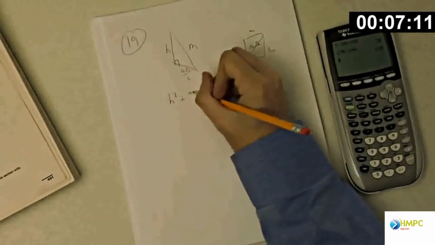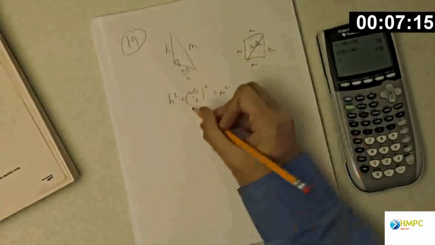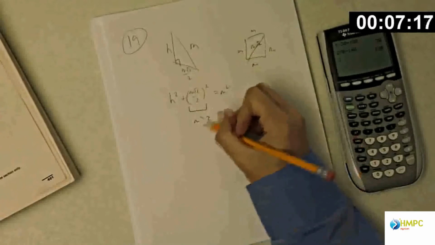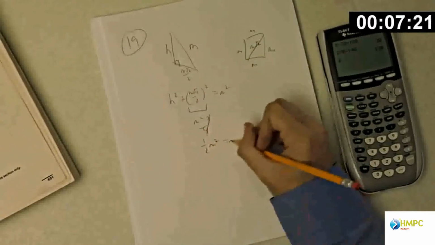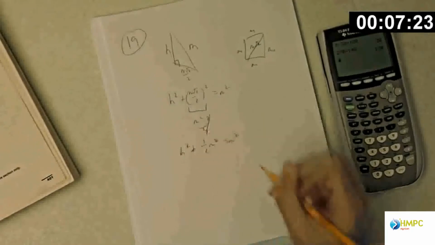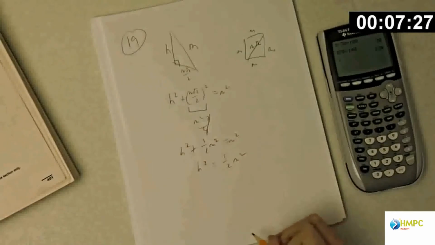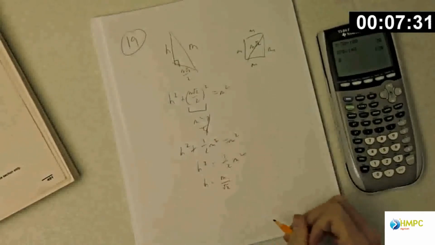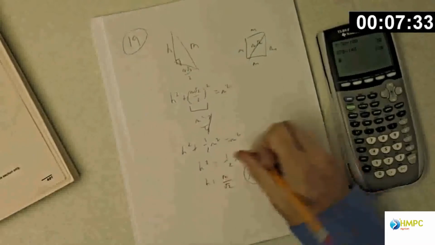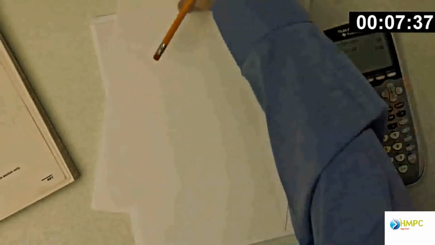Pythagorean theorem: h squared plus (m root 2 over 2) squared is m squared. This piece here is m squared times 2 over 4, or 1/2 m squared. H squared plus 1/2 m squared equals m squared. Bring that over, we have h squared equals 1/2 m squared. So h is m over root 2, which is choice A.